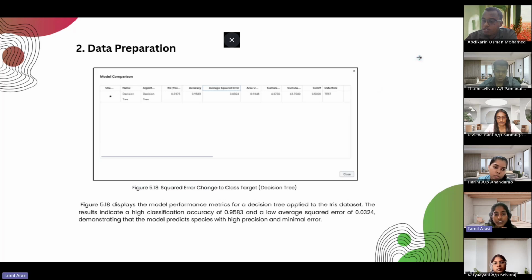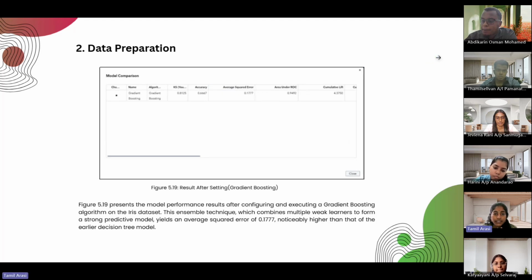And then we shall continue with the square error change to class target, which is also by the decision tree. Here the figure displays the model performance metrics for a decision tree applied to the iris dataset. The result indicates a high classification accuracy of 0.9583 and a low average square error of 0.0324, demonstrating the model predicts species with high precision and also minimal error.